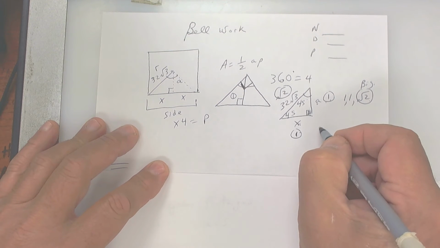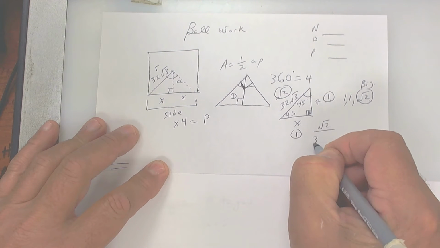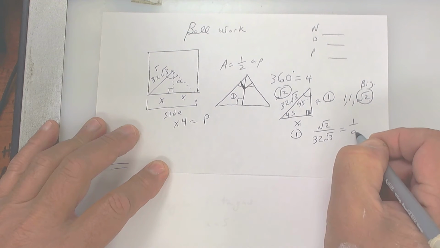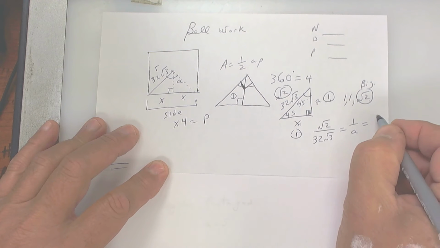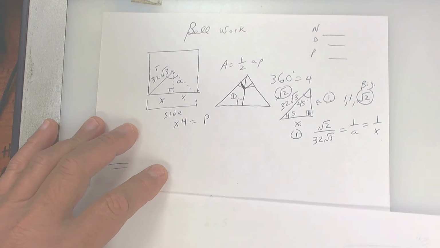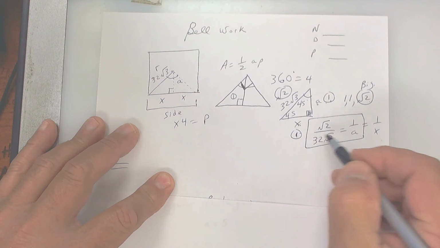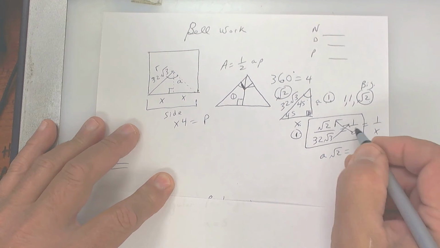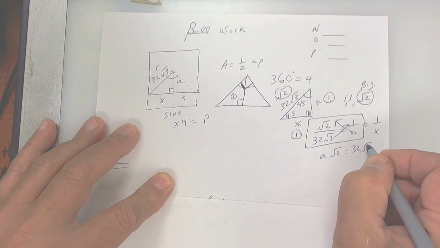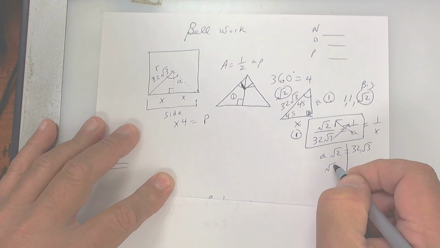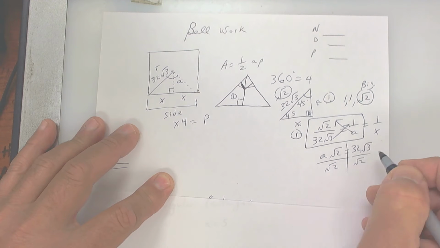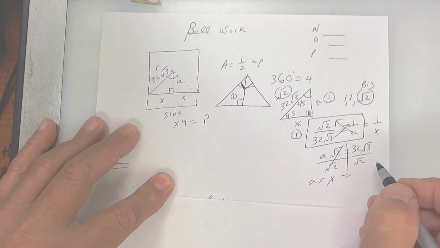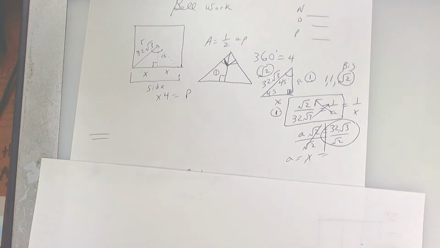So you're going to put the square root of 2 over 32 square root of 3 is equal to 1 over A is equal to 1 over X. All right, so at this point, I'm going to go after the apothem. So I'm going to get A times the square root of 2 is equal to 32 square root of 3. And then I'm going to divide by the square root of 2. And when I divide by the square root of 2, that gives me my X and my A since they're equal. All right, so let's get a calculator out.